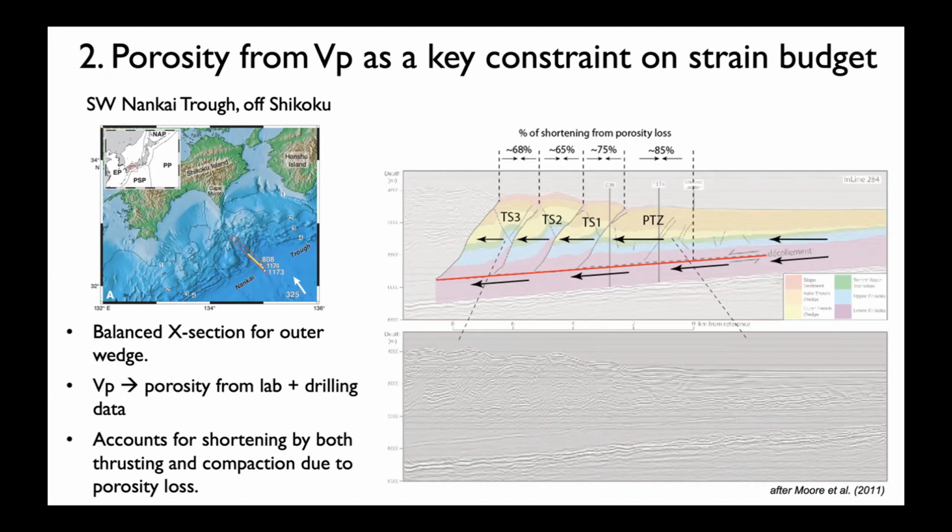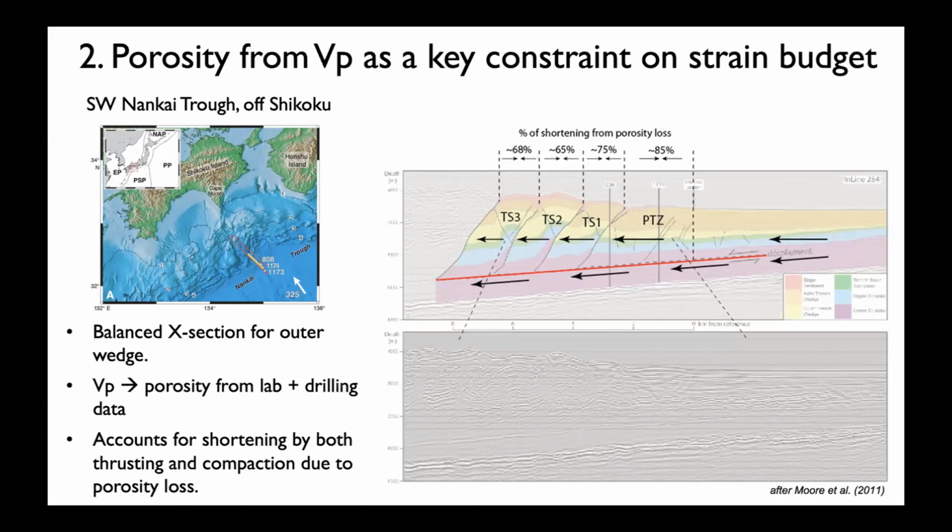Greg and his student conducted a balanced cross-section to define essentially the shortening in the outer part of the wedge. What was cool about this particular study is, again, mapping from P wave velocity to porosity allowed us to not just quantify a slip on the faults themselves, but also to quantify the shortening resulting from the ductile compaction or the porosity loss. And it turns out that porosity loss, as you can see from these numbers up here, is actually the majority of the shortening.